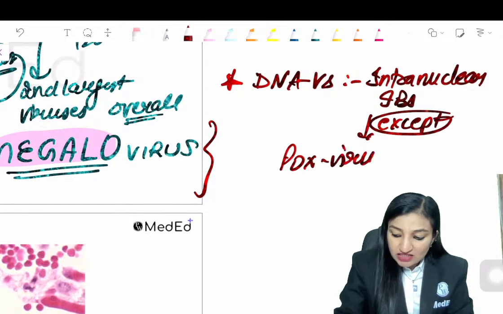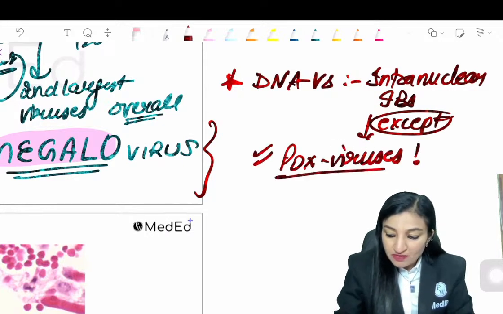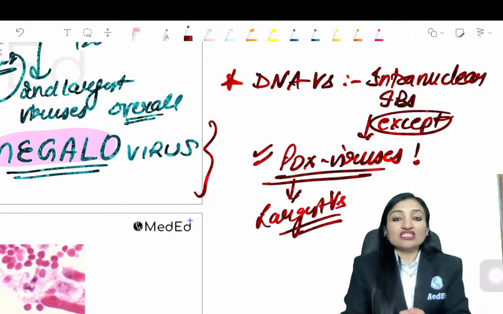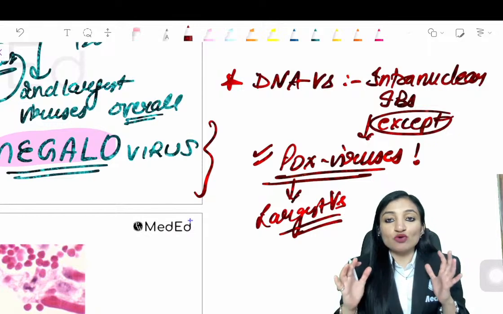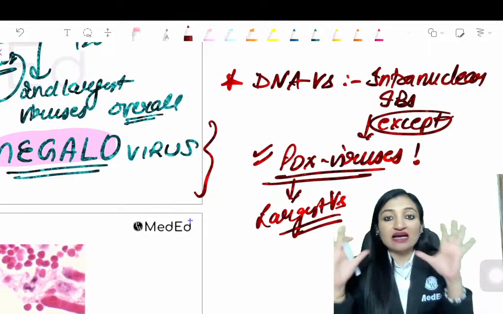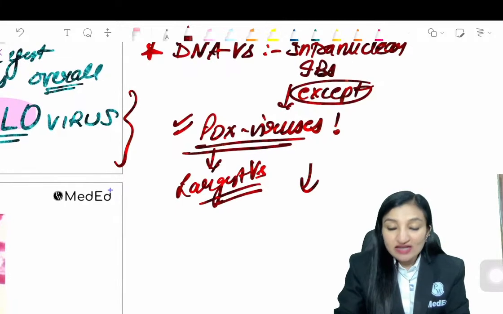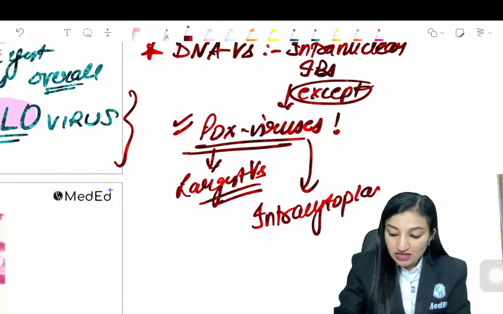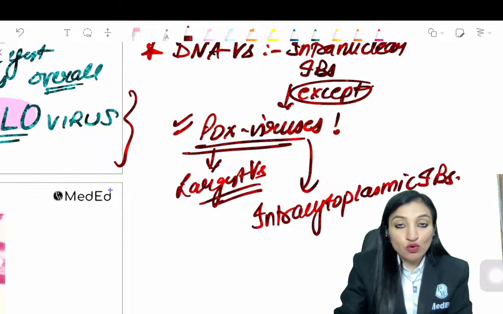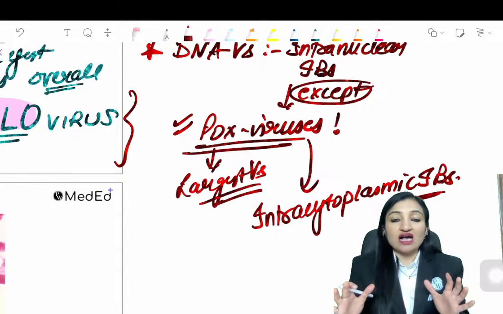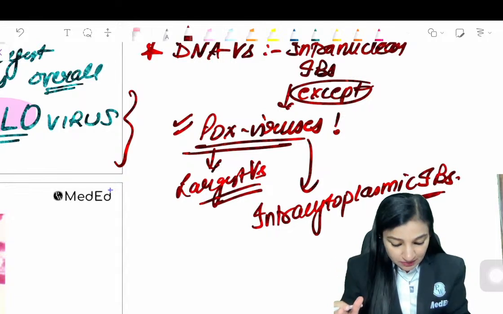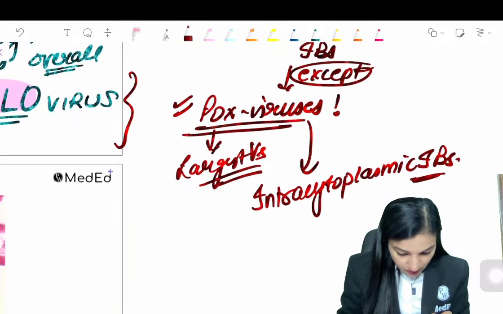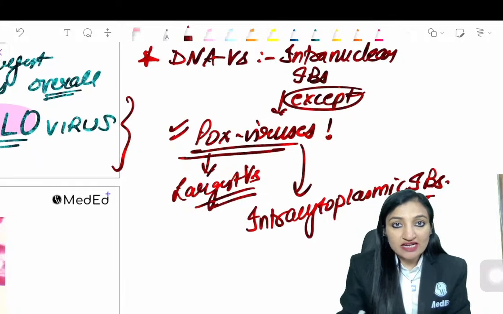Now I'll give you a little memorizing tip. Pox viruses are the largest viruses. Imagine these viruses are so big that they have got a problem in entering the nucleus. They will stay back in the cytoplasm. So remember, pox viruses are going to induce the formation of intracytoplasmic inclusion bodies. This is an exception, and all exceptions are obvious questions for any exam. Okay, so this is the first rule regarding the DNA viruses.